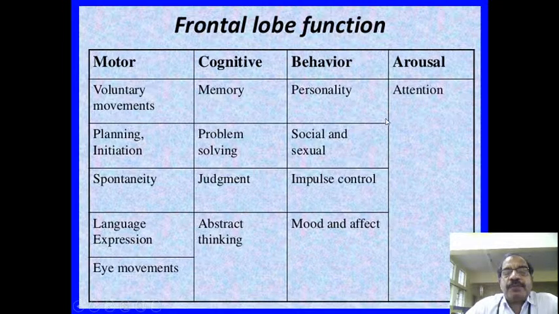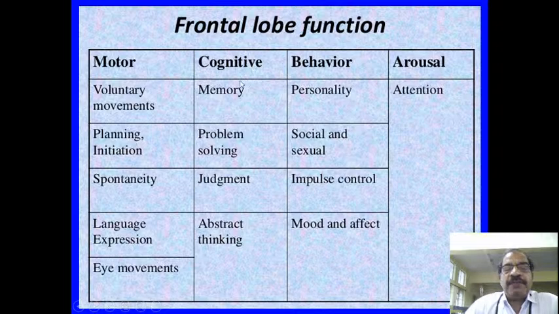This is basically a summary of the different types of functions served by the frontal lobe. One is it has got motor functions. Frontal lobe also has got cognitive functions, behavioral functions, and various other functions. So the motor part, not only is it the motor activity, but how the motor activity is planned and how it is started and how spontaneously it is carried out. All these are part of the motor functions. And also if you look at the motor part of language, or Broca's, which is served by the Broca's area, this is also part of the motor activity served by the frontal lobe, along with the eye movements.